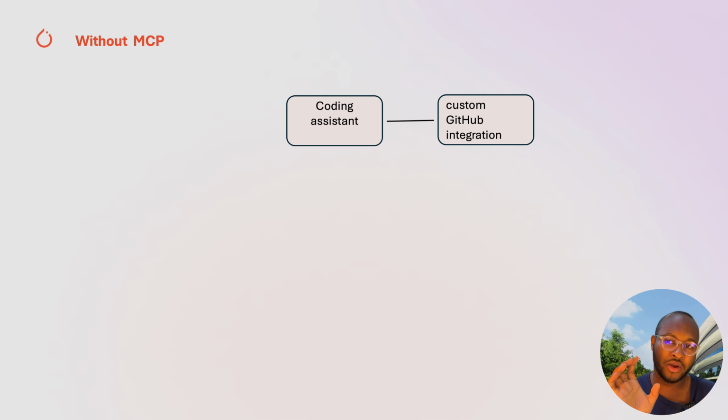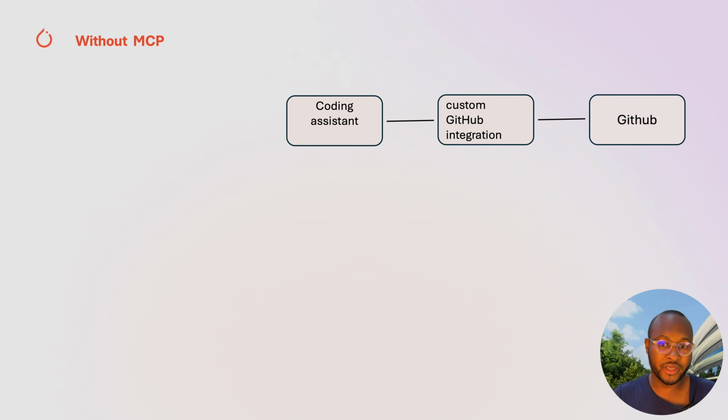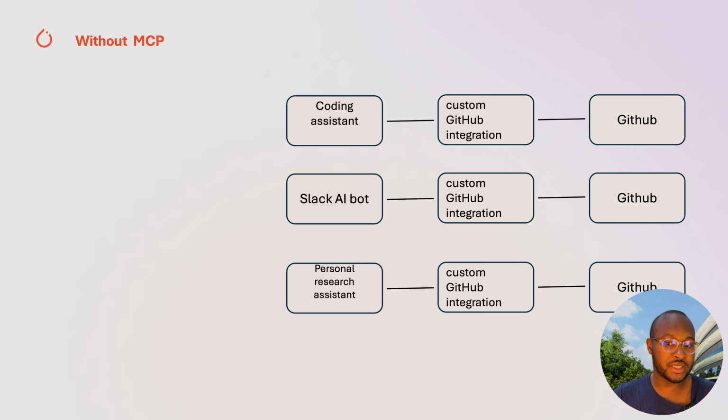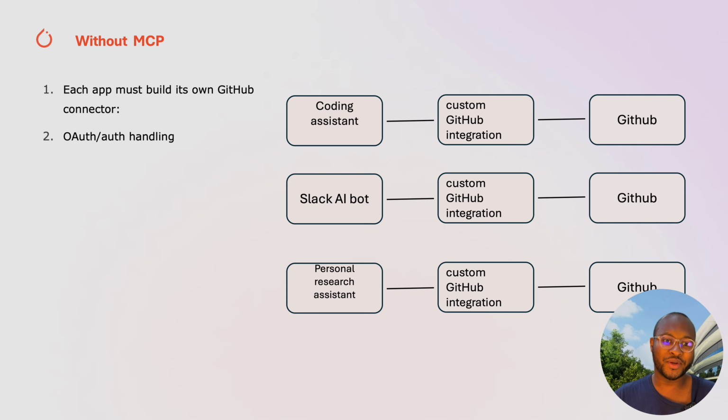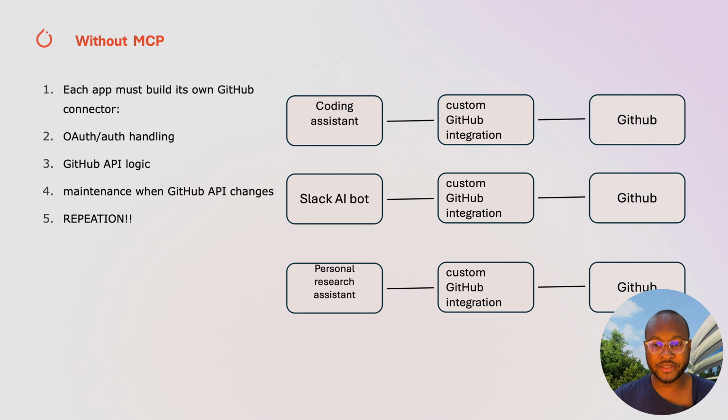Now, without MCP, this could be a solution. For the coding assistant, you might need a particular connector, maybe an API specific for the coding assistant to access information from GitHub. And the Slack AI bot might need a separate connector, a different implementation for integration with GitHub. And the personal research assistant might need a custom integration with GitHub. So here on the left, we see that each application needs its own connector, maybe different authentication handling, right? And different API logic. Also the API can change and there might need to be an update to that. Here you can see that there's a lot of repetition.